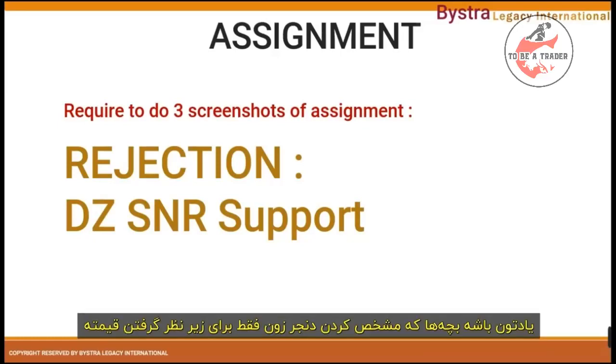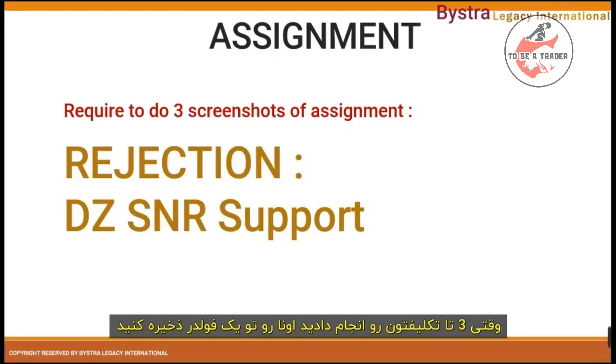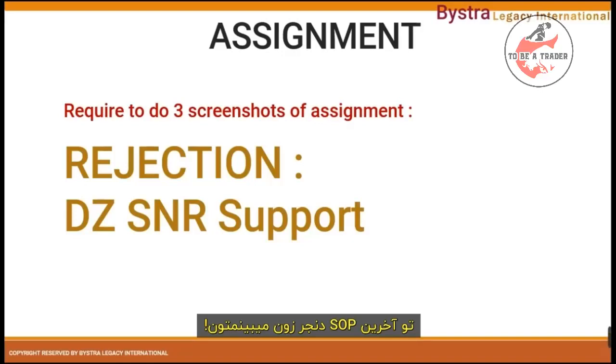Alright, remember guys, the danger zone marking is just for monitoring purposes, whether there's a breakout or whether there's a rejection. So once you have completed your assignment, you did three, save it in a folder and you may submit it at the end of the course. See you at the last SOP for danger zone.